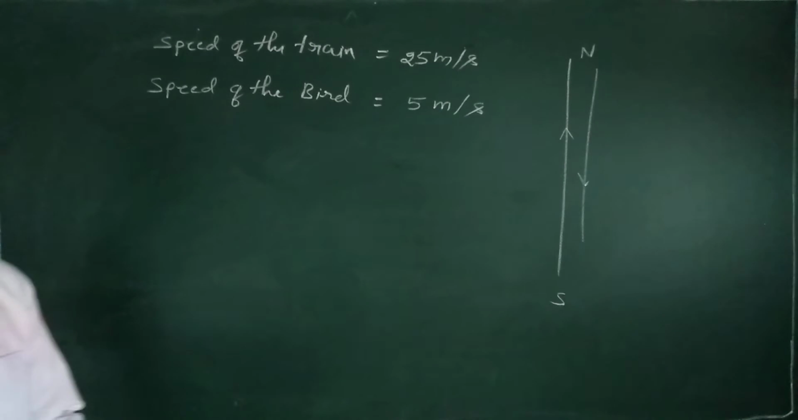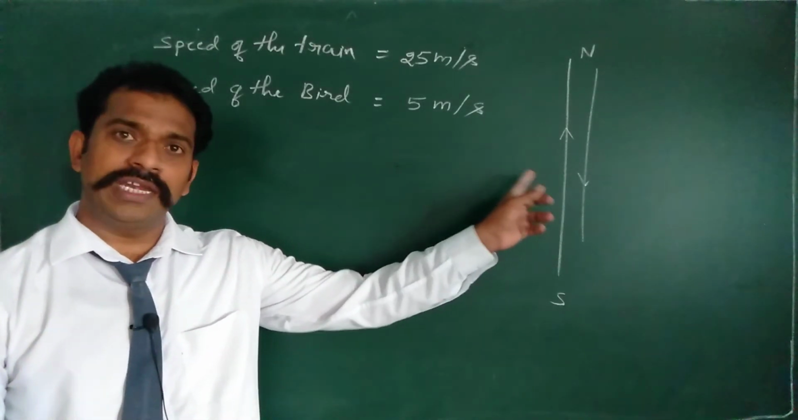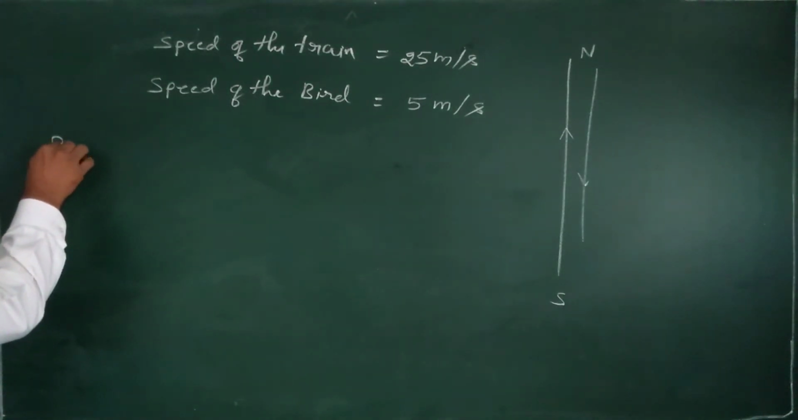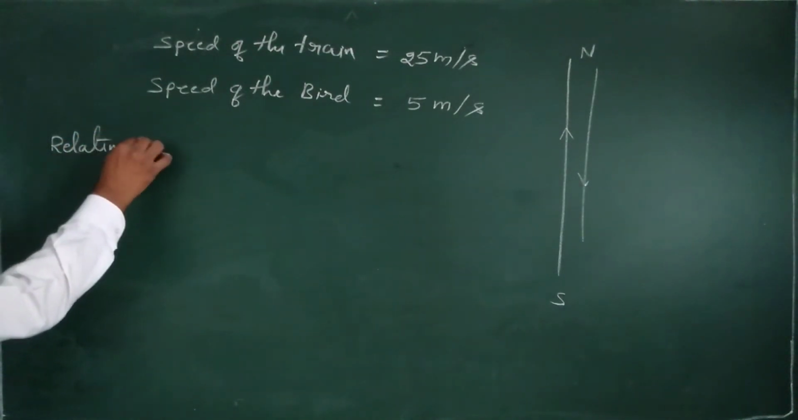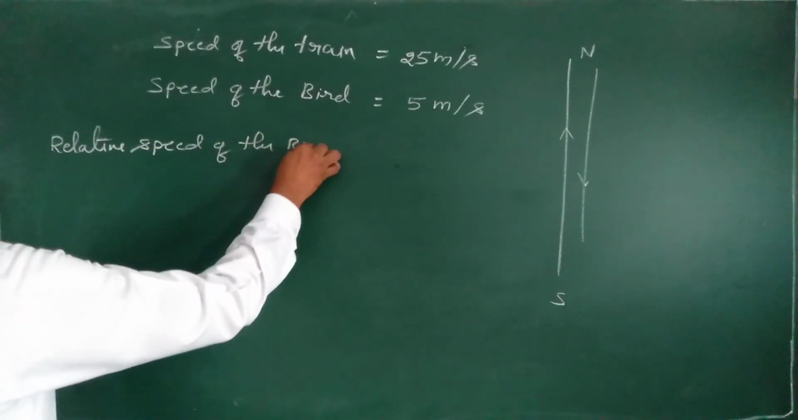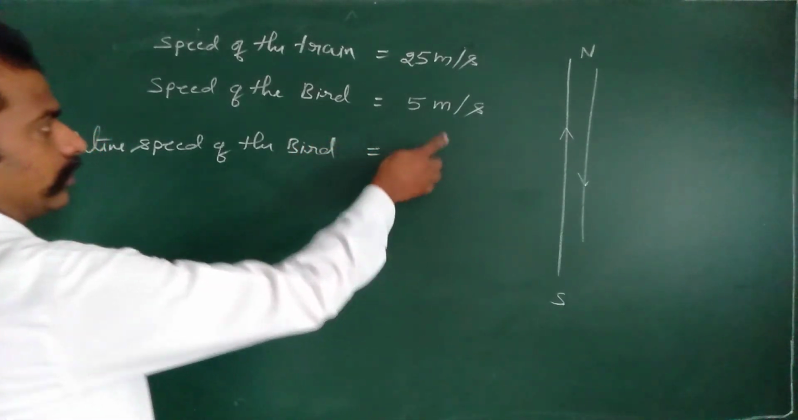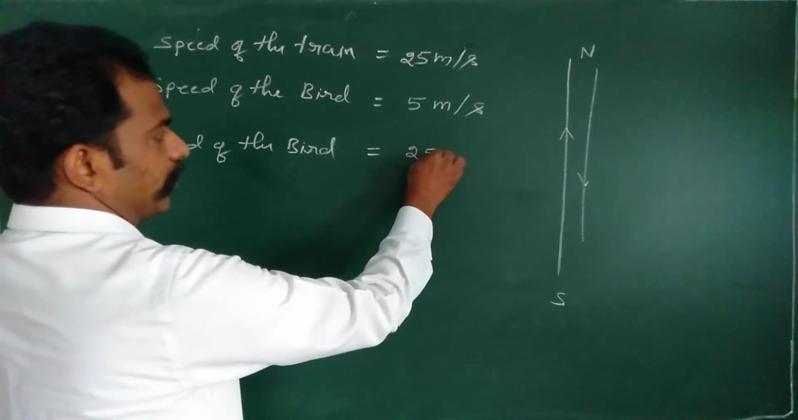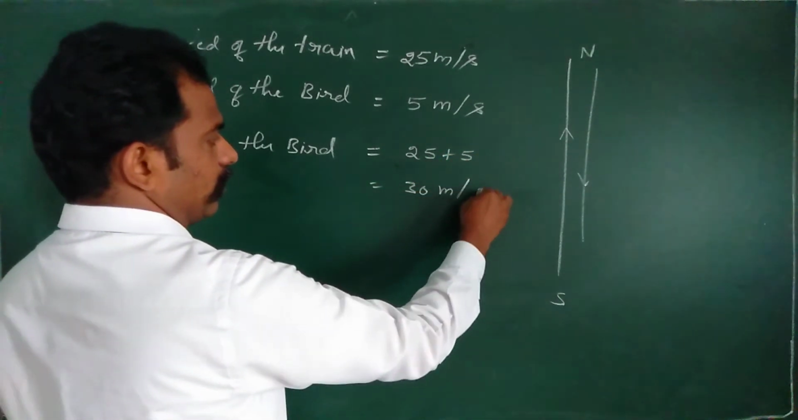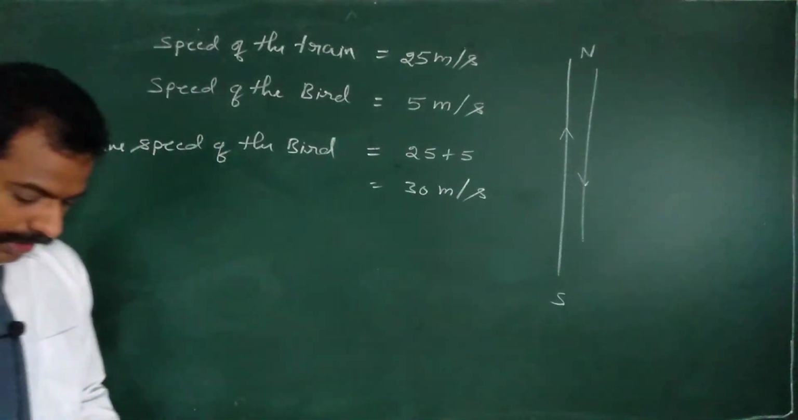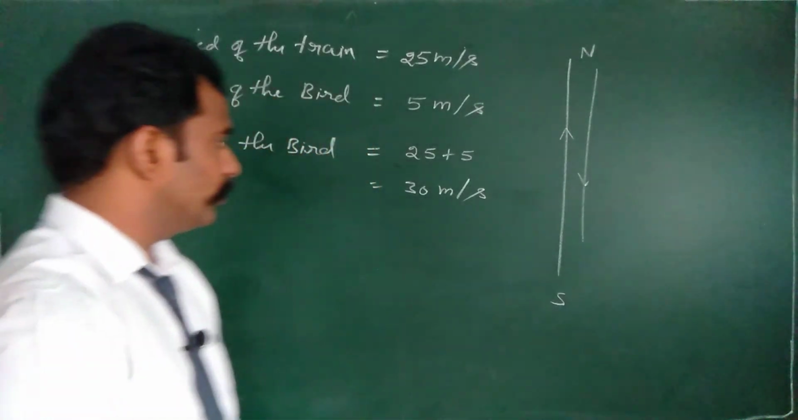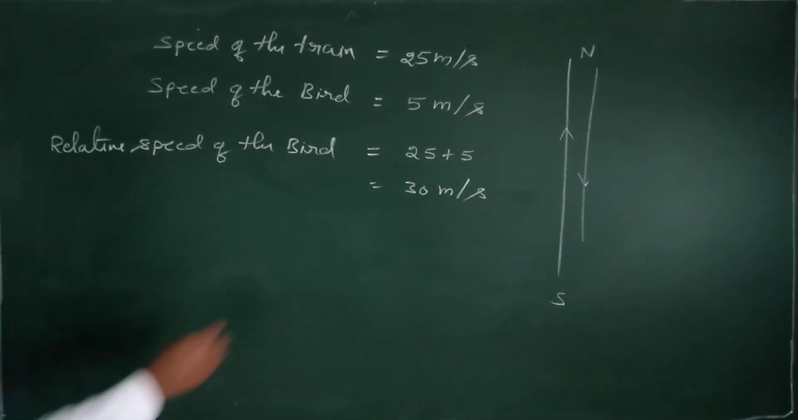Now as we know that the train and the bird are moving in opposite directions, what is the relative speed of the bird? The relative speed of the bird is equal to the sum of these two velocities, that is 25 plus 5, which equals 30 meters per second. This is what we have just learned in the video: the relative velocity of one body with respect to another body when they are moving in opposite directions. So we got the speed of the bird.